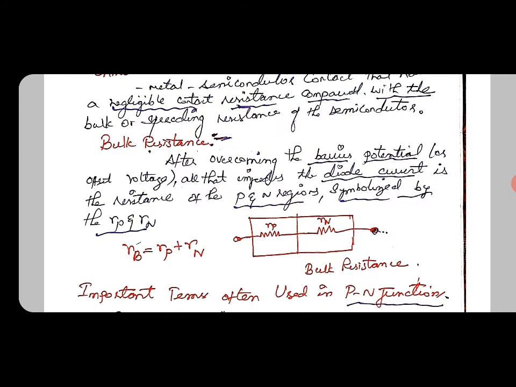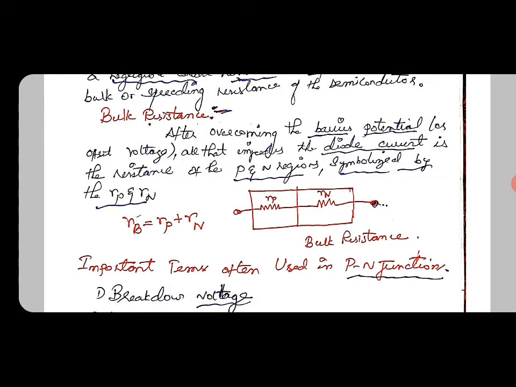Bulk resistance: after overcoming the barrier potential, the diode current faces the resistance of the p and n regions, symbolized by rp and rn.